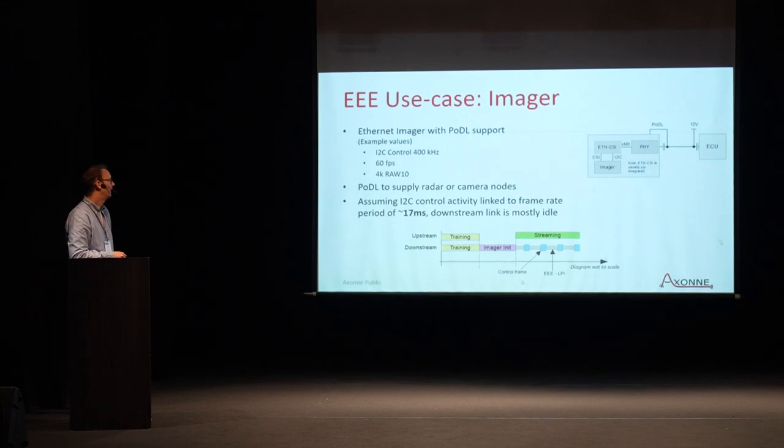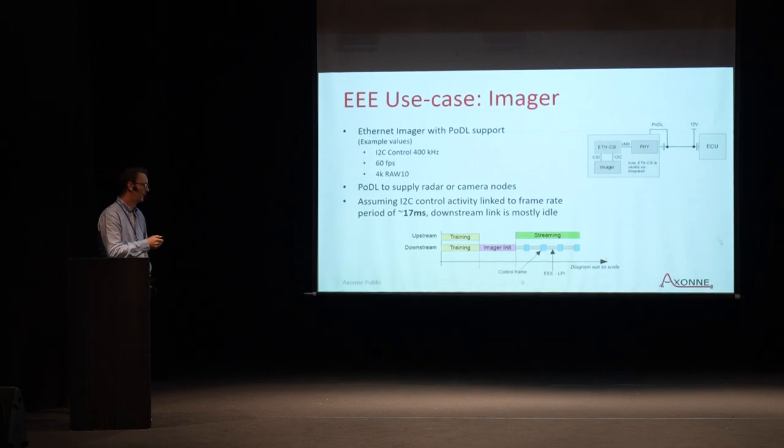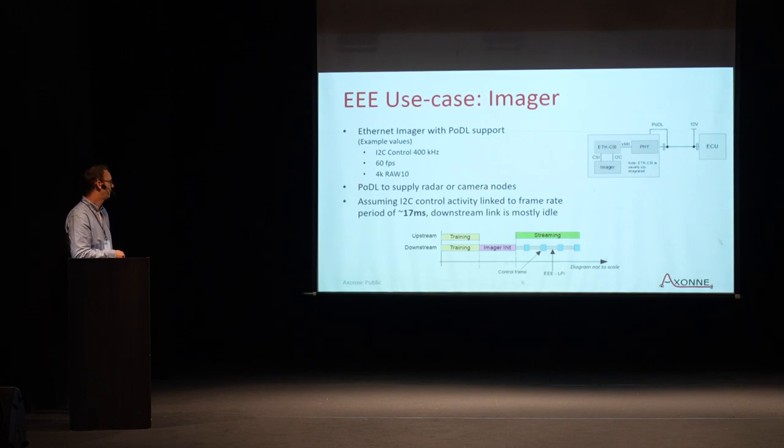And every now and then, to control something like brightness or shutter speed or some sensor actuation mechanics, the ECU sends control frames back. These are the blue packets here. But besides this, this link is doing really nothing. And energy efficient Ethernet offers the opportunity of shutting down this active idle transmission and thus saving power. That's roughly what it does.